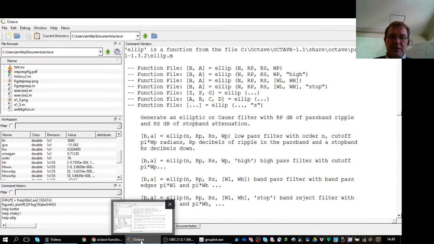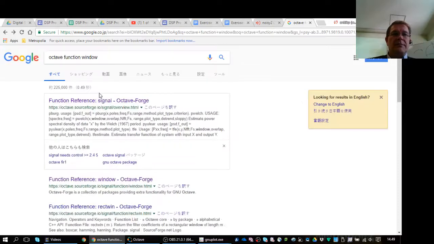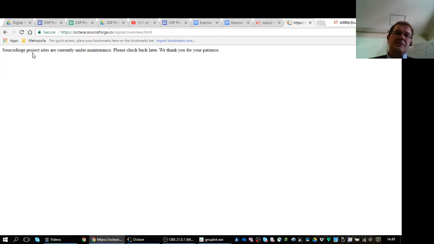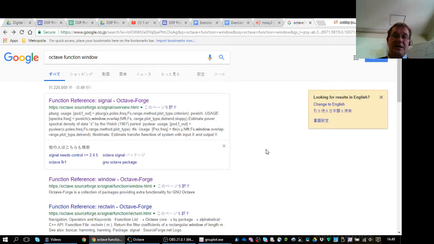If we had the Octave, yes, SourceForge project sites are currently under maintenance. So sorry about that. We cannot get the online help at the moment. It looks like they may be under network attack. If you see any of your friends doing network attacks, go and beat them for me, right? So just take an ugly stick and beat the hell out of that person. That's so stupid.